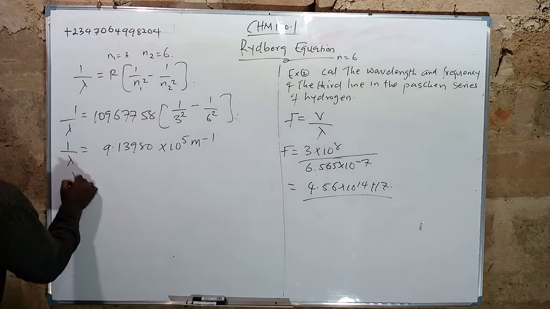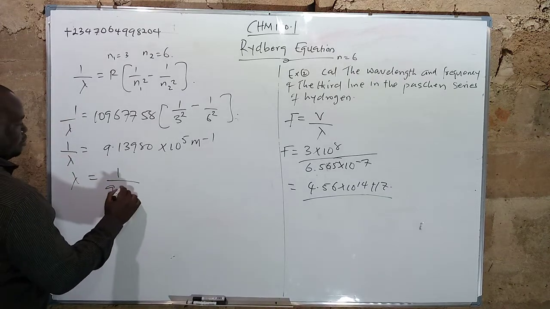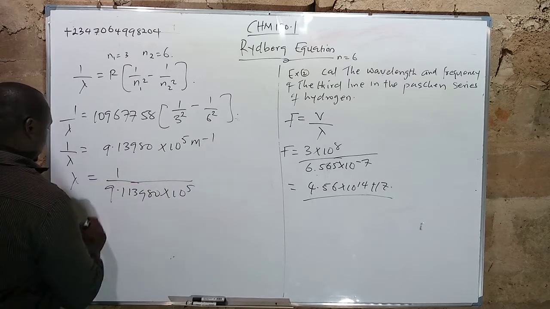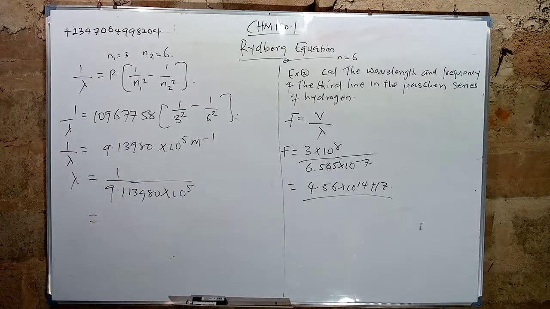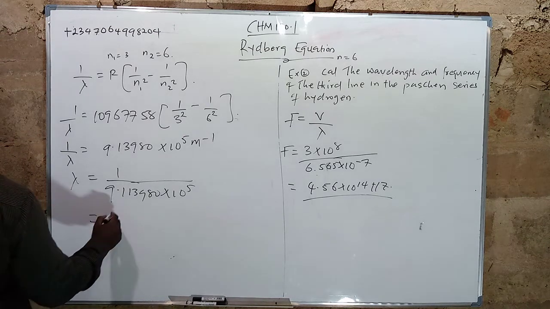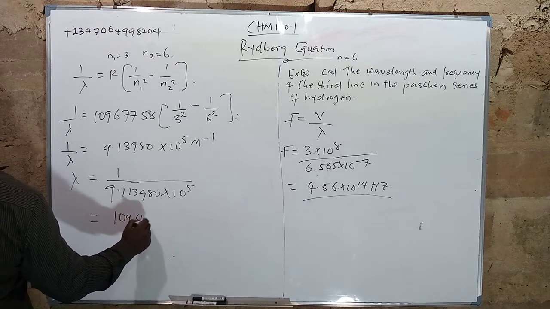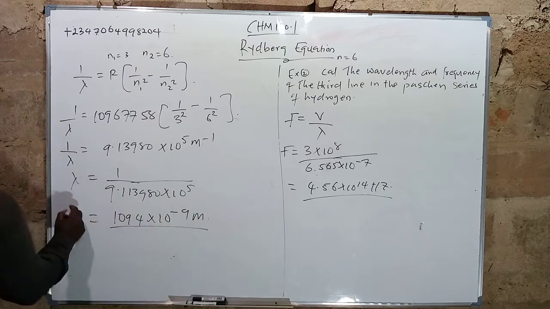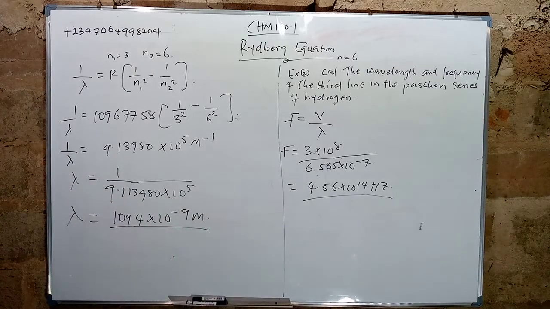Then inverting it is 1 all over 9.13980 times 10 raised to the power of 5. So you should get your answer in meters now. If you invert it, what you should get as your answer is a value times 10 raised to the power of minus 9 meters. So that is the wavelength. Please pay attention. Always remember that you have to do the inverse whenever we are talking about this. So pay very close attention when it comes to this topic.